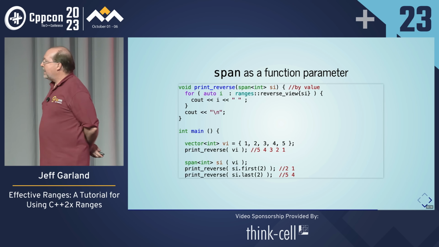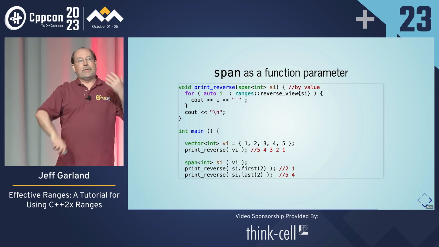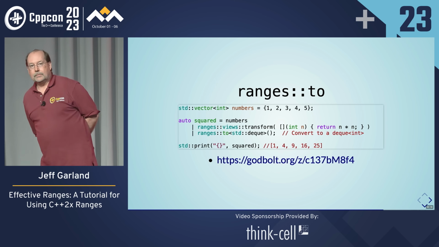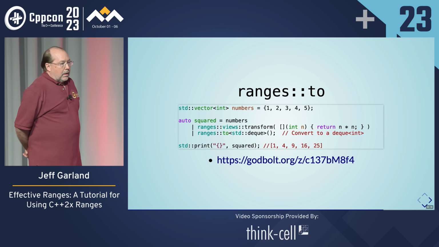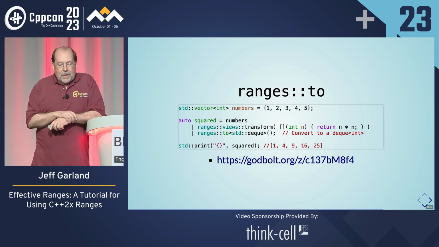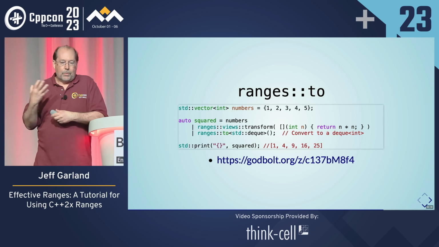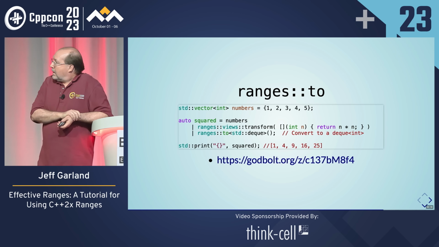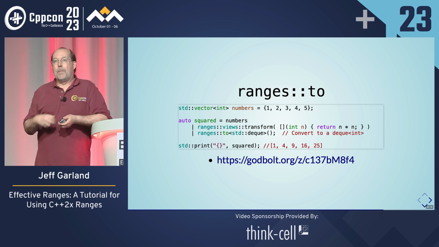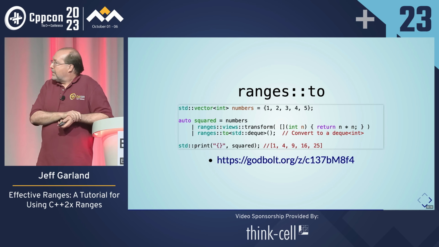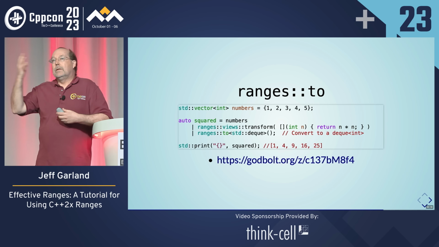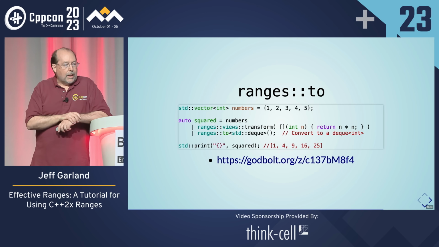Span also has a bunch of other things that allow you to get the first part of it, the last part of it, subspan it, do a bunch of other operations. All right, so far we have mentioned that collections and things are ranges, but they're not views. The standard collections are not views, of course, because they're not order one to copy. They're expensive to copy because they're owning ranges, sorry. They own all their elements, and to copy them, you have to copy all the elements.